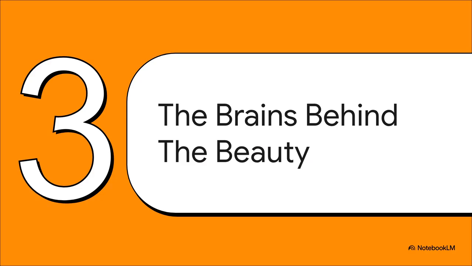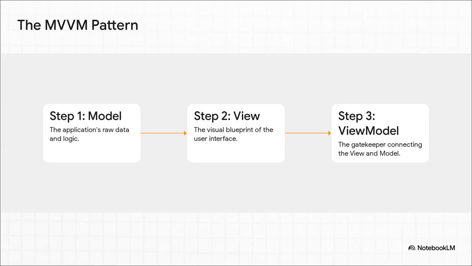Okay, so we've built our pretty Lego structure. That's our view. But an app isn't just a pretty face, right? It needs a brain. It needs to handle data and logic and all the smart stuff. So, how do we give it a brain without just creating a tangled-up ball of wires? The secret is a really clean organizational system called Model View ViewModel, or MVVM for short.